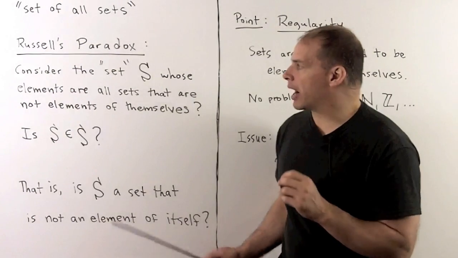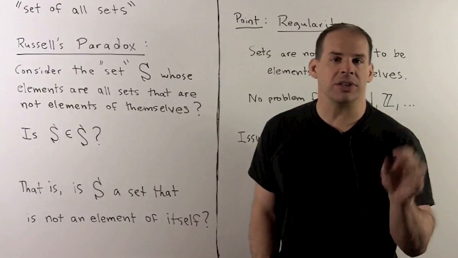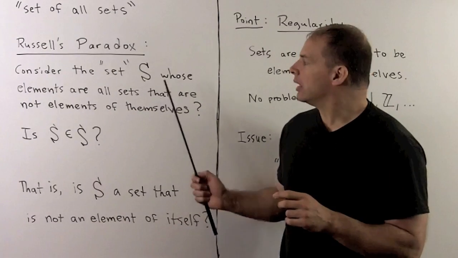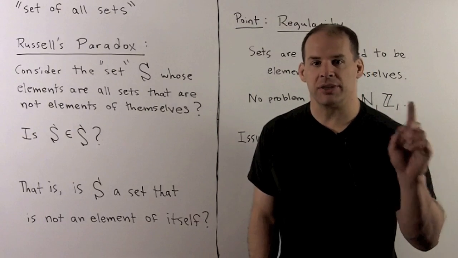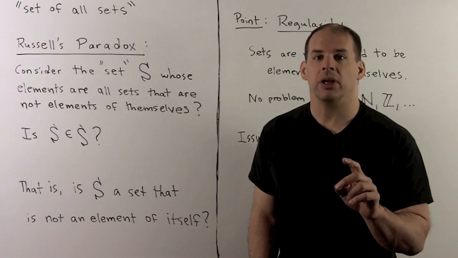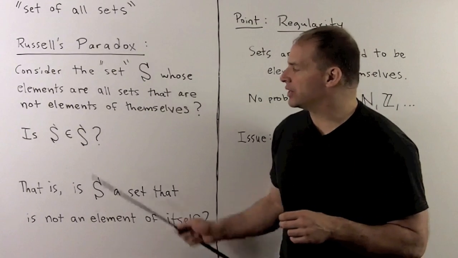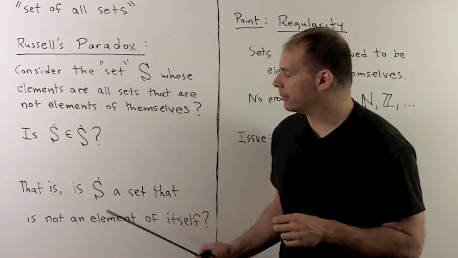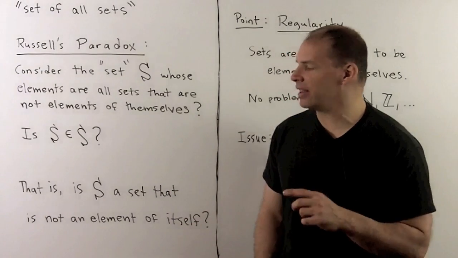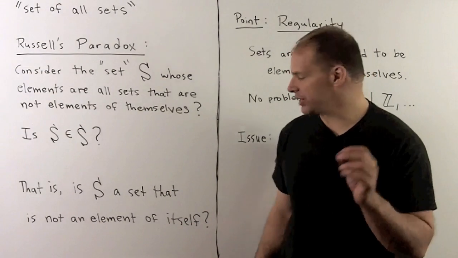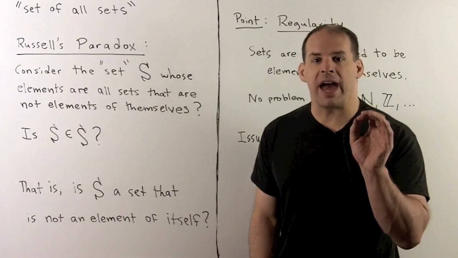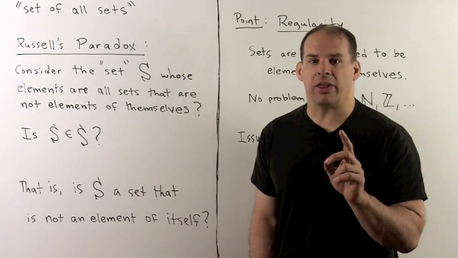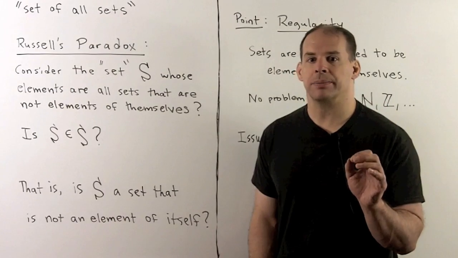What Russell's paradox says is, we're going to consider the set S. The elements of S are going to be all sets that are not elements of themselves. We then ask, is S an element of itself? That is, is S a set that is not an element of itself? Now, I'll leave it to you to think about that, but you're not going to be able to reconcile that. We're going to have a paradox.